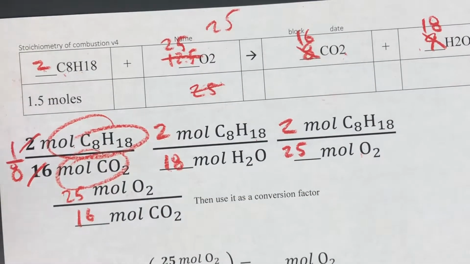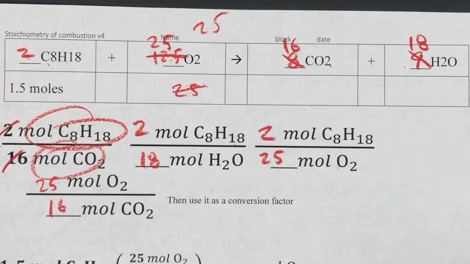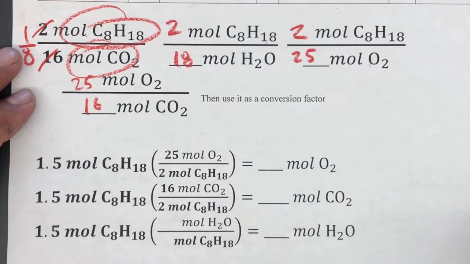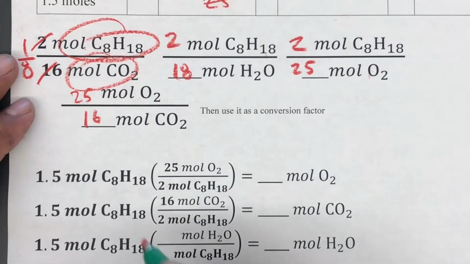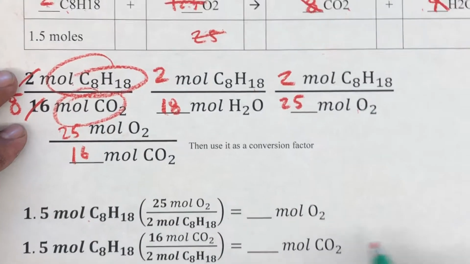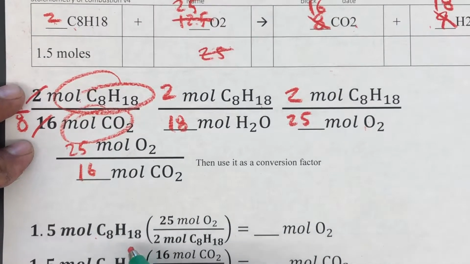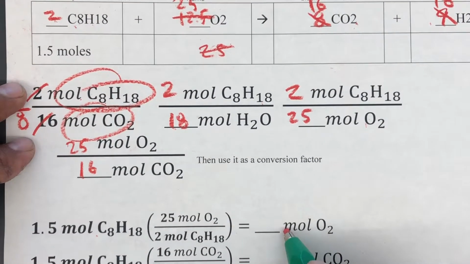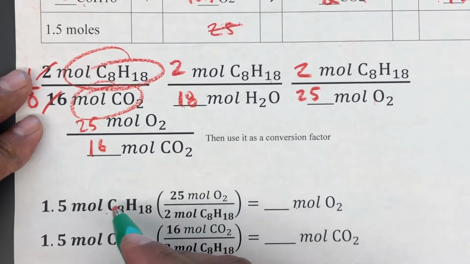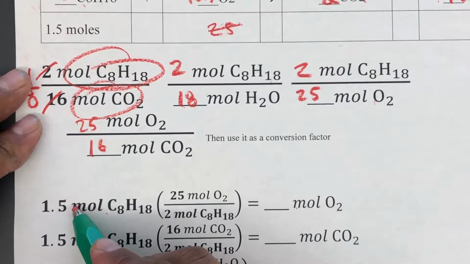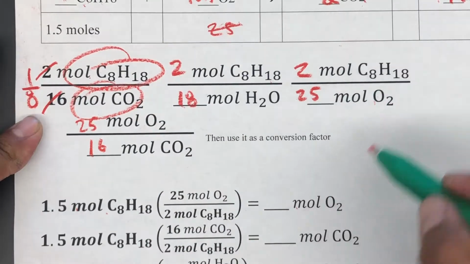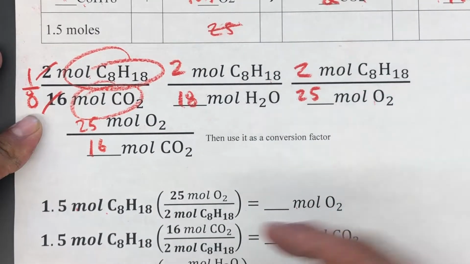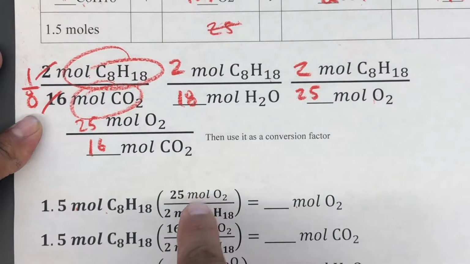Okay, so we use these mole ratios as conversion factors. So say, like I said a second ago, if I knew the moles of C8H18, can I figure out the moles of O2? Well, looking at your mole ratio, we start out with moles of C8H18, and the mole ratio is 2 moles of C8H18 for every 25 moles of O2.